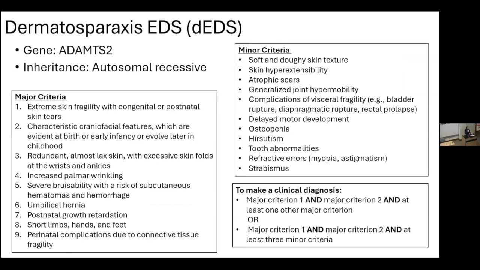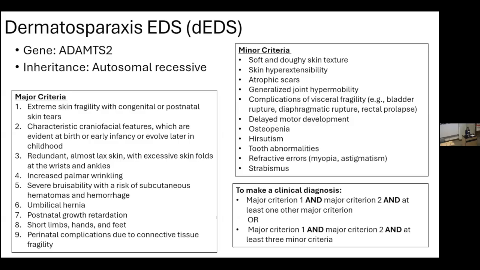So the dermatosparaxis type, we have a long list of major criteria here. The major thing about the dermatosparaxis type is the skin fragility. And this really is very striking. If a patient comes in to see you and they have extreme skin fragility with congenital or postnatal skin tears, it's important to think about the dermatosparaxis type.